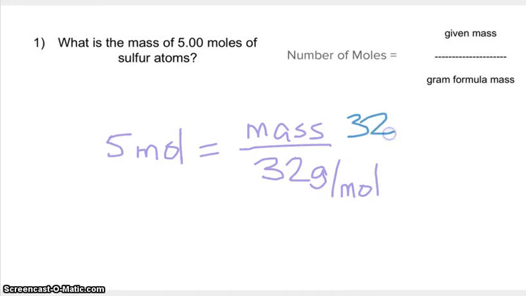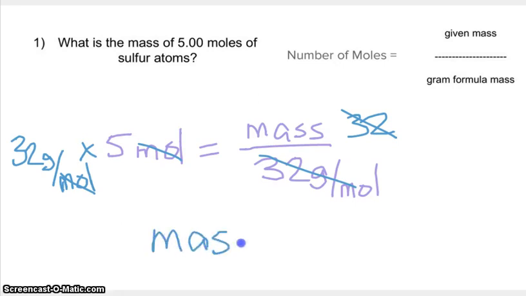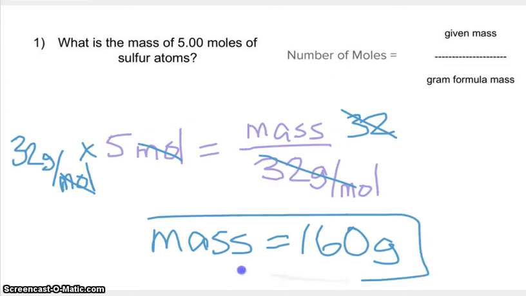If I multiply by 32 on this side, that cancels. I need to multiply over here by 32 grams per mole. What cancels out now is the moles. I have 32 times 5, which is going to get me an answer where my mass is going to be equal to 160 grams because moles goes away. So that would be my final answer.